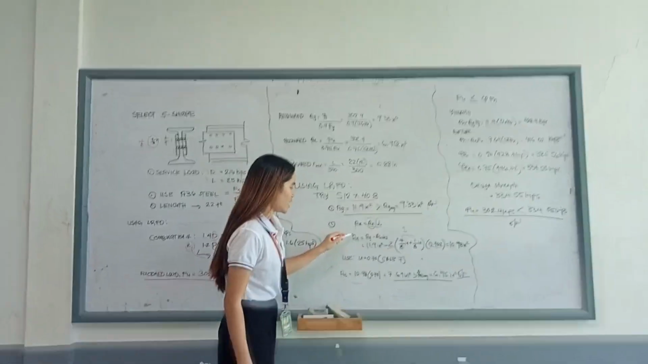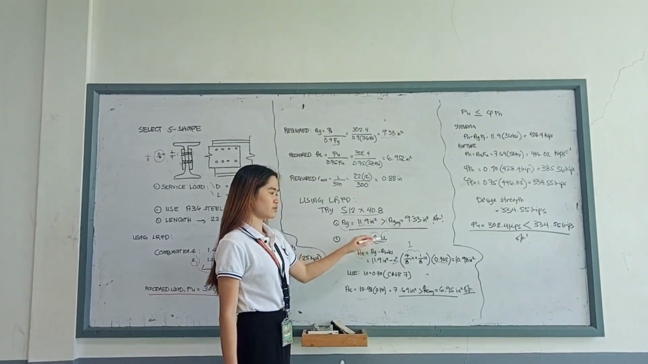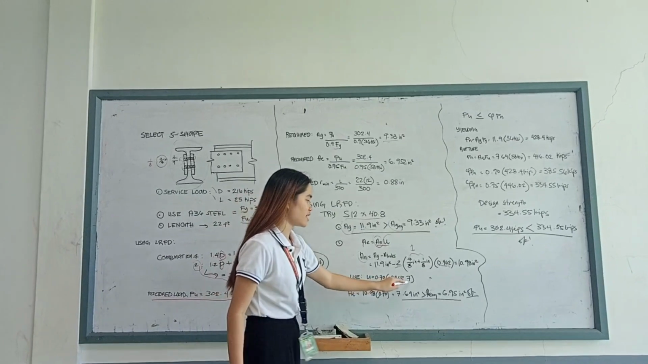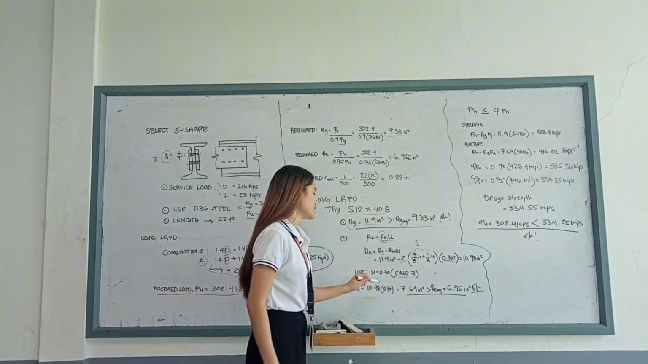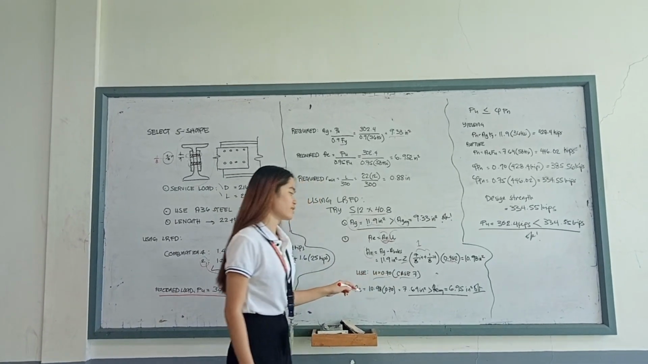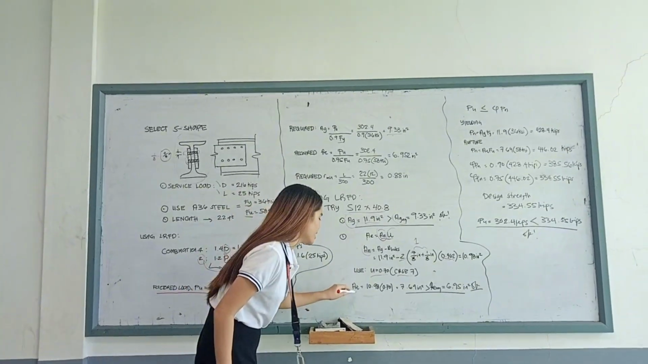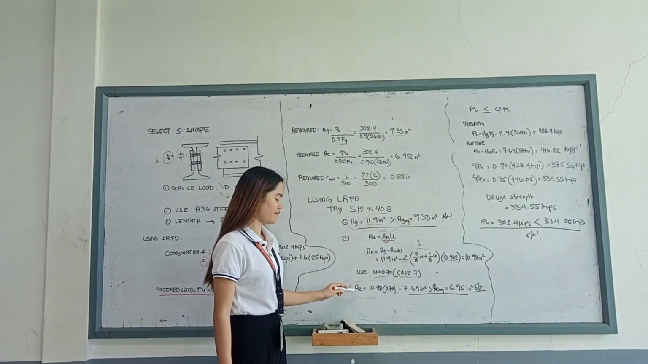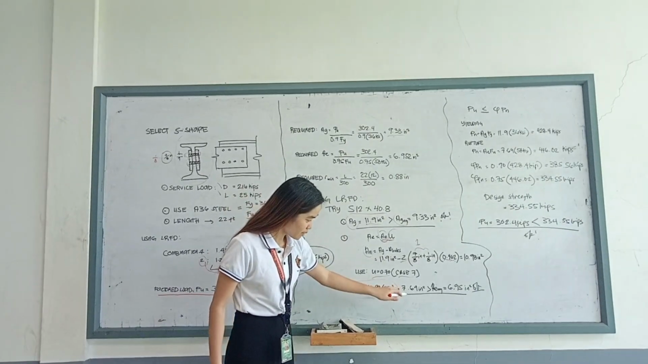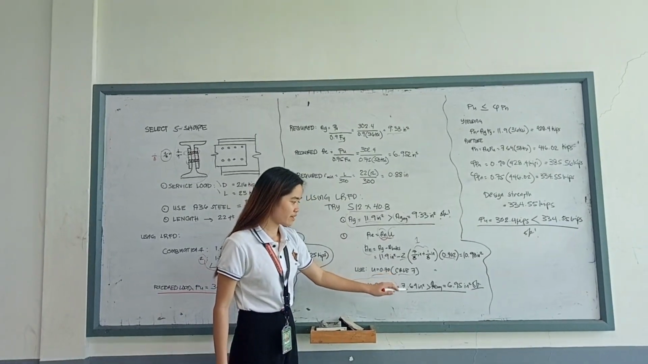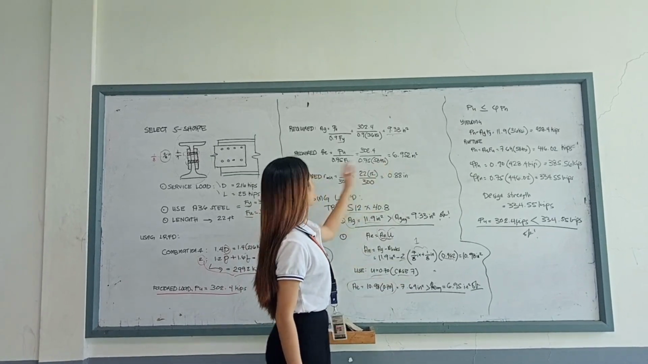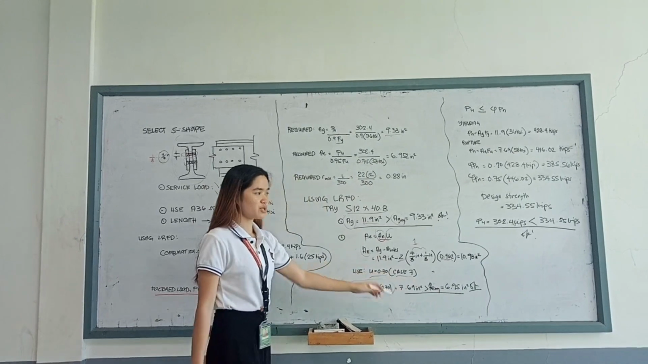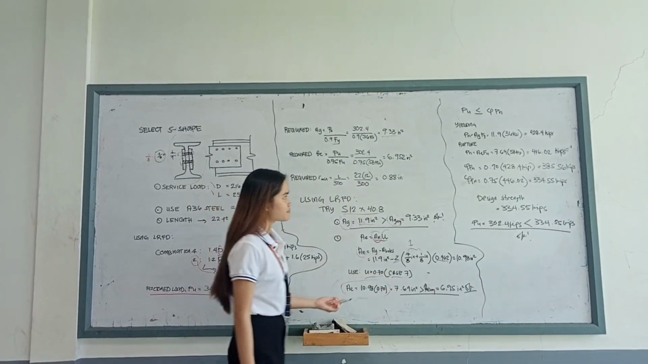And then, next is the factor. This is an S-shape case, so it falls under case 7, where it is stable, which gives us a value of 0.7. We then input this in the formula to get the effective net area, which equals 7.69 square inch, which is greater than the required AE of 6.952. Meaning, it is an okay member, so it passed.